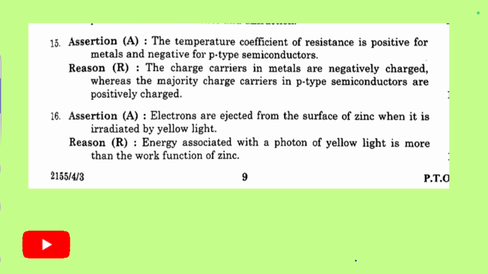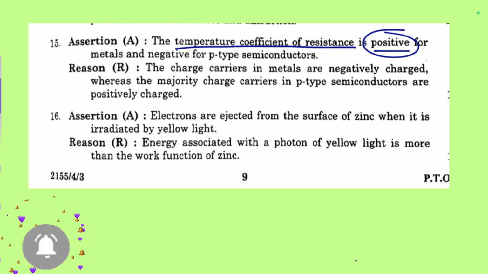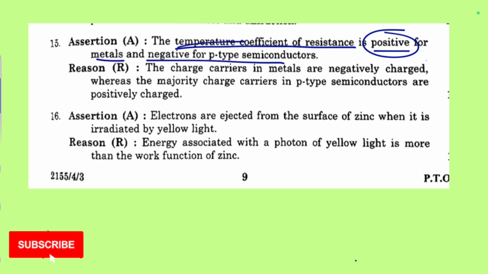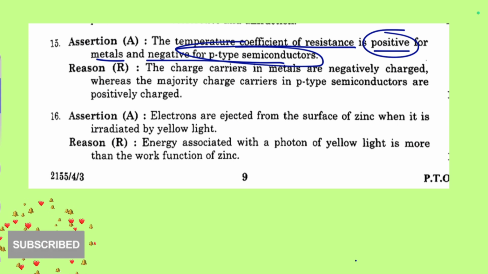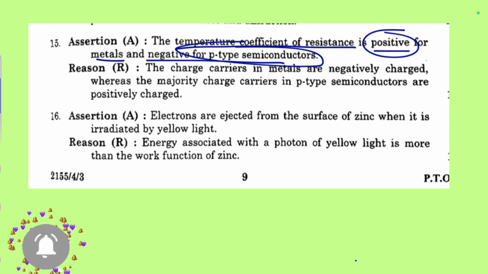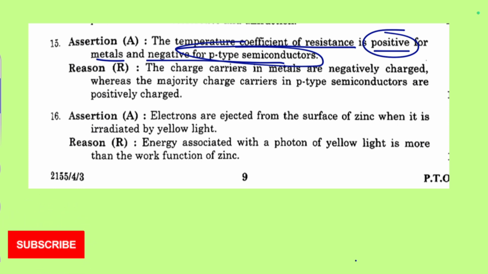Now see the 15th question that is given here. The temperature coefficient of resistance is positive for a metal and negative for a p-type semiconductor. Yes, correct. Temperature coefficient of resistance of metal is positive and negative for a p-type semiconductor. I will tell you why. But what is happening here is that the reason that is given should be checked properly first. So temperature coefficient of resistance is positive. So you should know the concept behind it. Rather than mugging up or memorizing this concept, you have to understand this very properly.